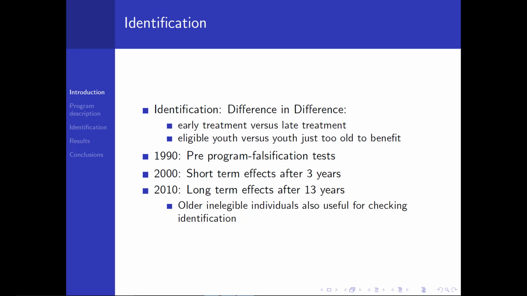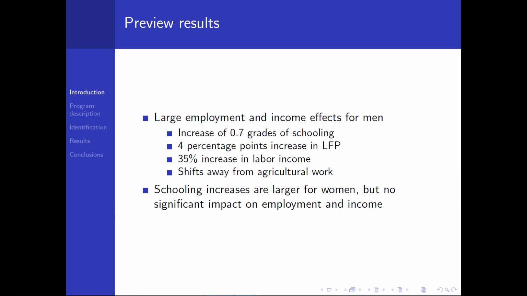Actually, we looked at the labor effects, and so that's important. Okay, so I'll just preview the results. We find large employment and income effects for men. So an overall increase, what's the education increase? 0.7 grades of schooling, so that's about a 10% increase for men.